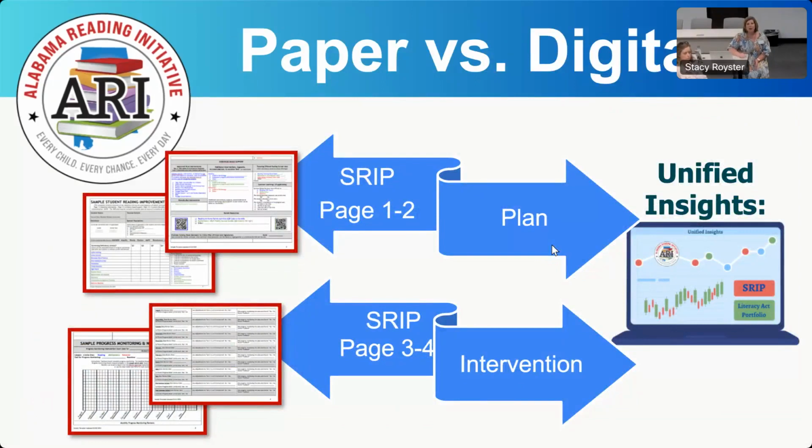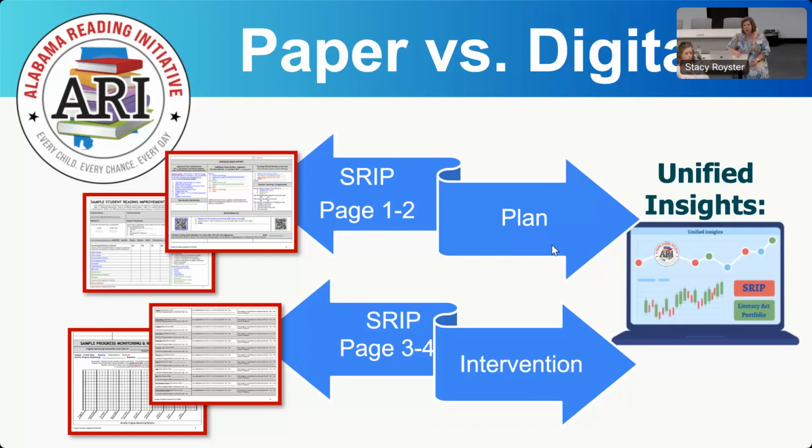So if you look on the left-hand side of the screen, you see the 4 different pages that made up the Student Reading Improvement Plan. But as you look at pages 1 and 2, that translates in Unified Insights as the plan. They use that wording as plan in Unified Insights. And then as you look at pages 3 and 4 of the Student Reading Improvement Plan on paper, it translates as intervention on Unified Insights.